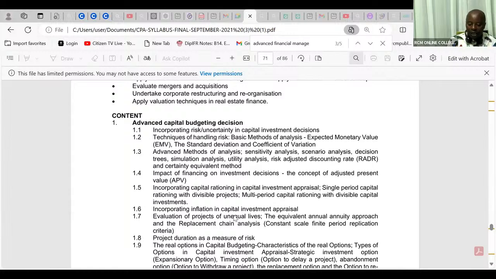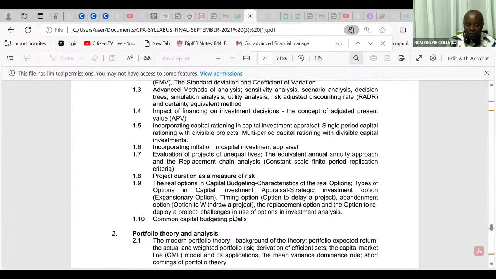Project duration as a measure of what year? As a measure of risk. And the project duration as a measure of risk, we shall be looking at the famous Macaulay. It's called Macaulay, M-A-C-A-U-L-E-Y. From our next session, of course, I'll be using a whiteboard.